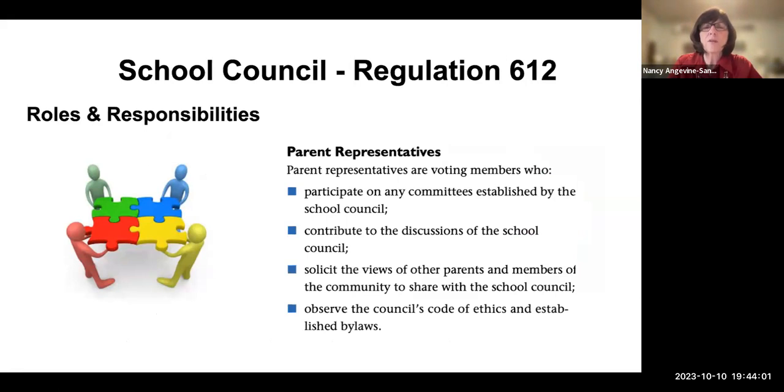I think the most important thing is that they solicit the views of other parents and members of the community that they will then bring back and share with the council. So parent members, I hope, are talking to their friends, to the members of the community, at their place of worship, at the store, where I used to talk to all the people when my kids were in elementary school, at the curb, waiting for them to come out, asking them what they think, what they feel about certain issues, what sort of things aren't being covered by council, where would they like council to go? And of course, as with everyone else, they observe the council's code of ethics and their established bylaws.